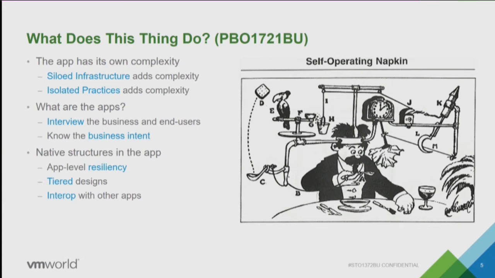And then, let's talk about what the applications are that we're going to virtualize on vSAN. Talk to your business owners. What is the business case for this application? Talk to your end users. Hey, when you use this application, how is it? Is it super fast? Or is it click and go get a coffee and come back 10 minutes later? You have to know what kind of latency you're experiencing, things like that.